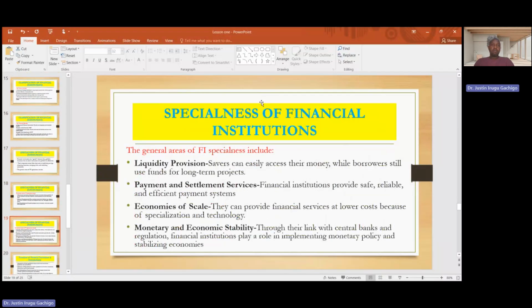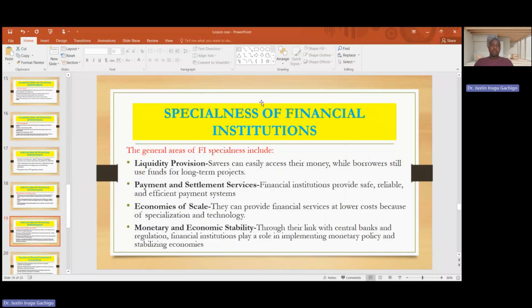The other one is liquidity provision. Savers can easily access their money while borrowers still use funds for long-term projects. Then payment and settlement services. Financial institutions provide a safe, reliable, and efficient payment system. So you can use maybe the ATM, Visa, and other platforms to pay for services and even goods.